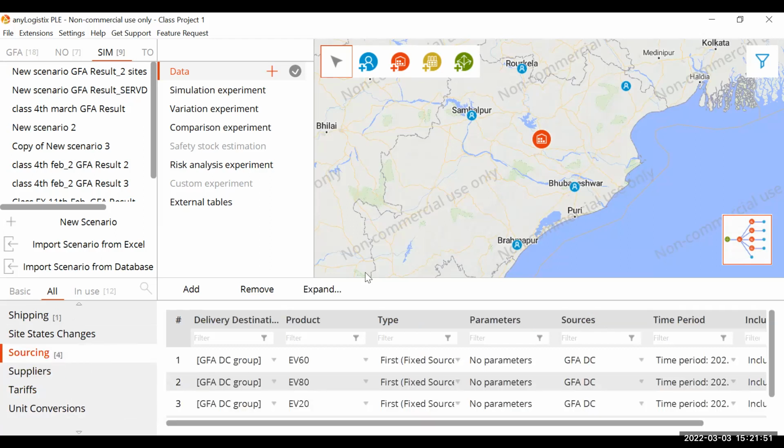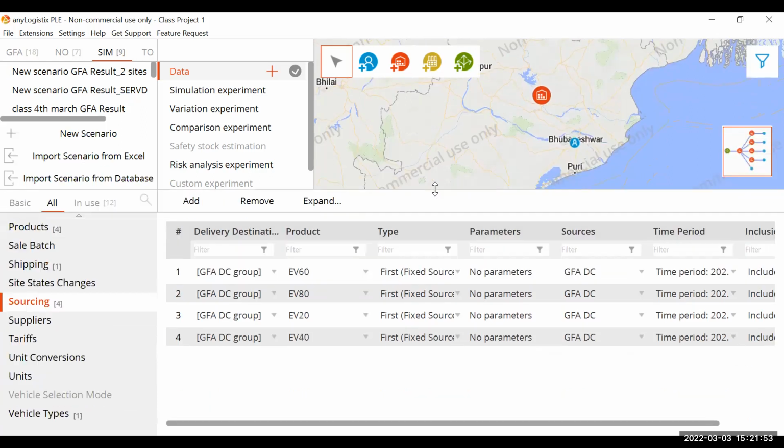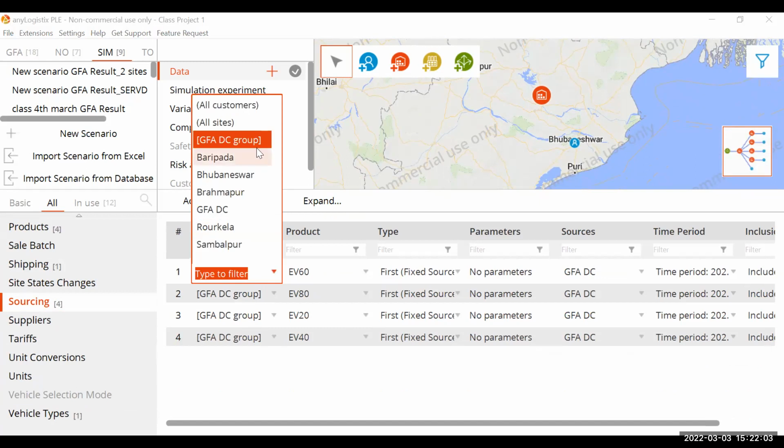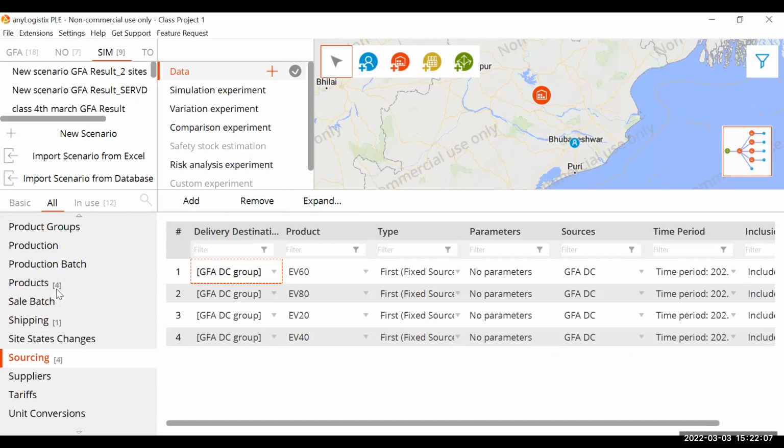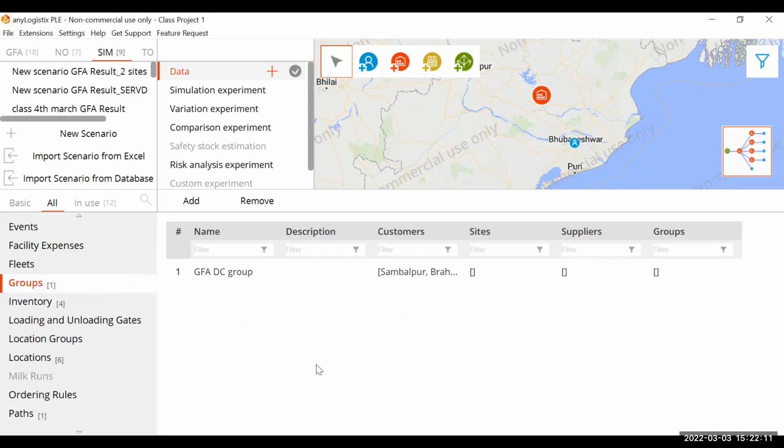Now the sourcing part, right? This part is important. Let us try to understand what this is. What is a delivery destination? If you see, there is something called GFA DC group, right? Let us try to understand what that is. For that, we have to go here in the groups. Okay, so we did not create anything; it has already been created. What is this GFA DC group?